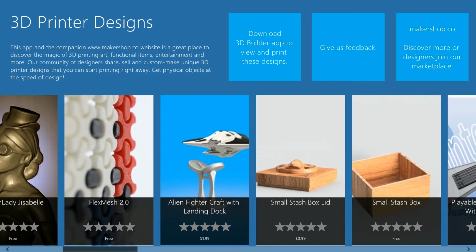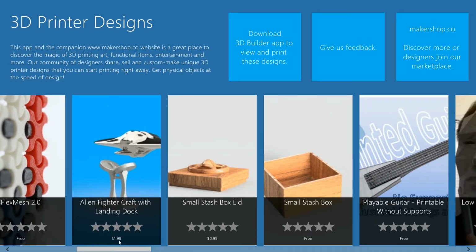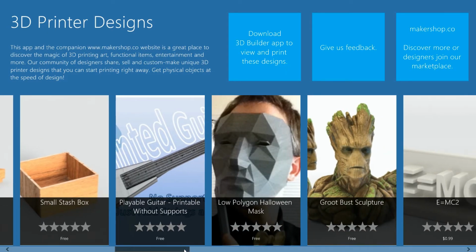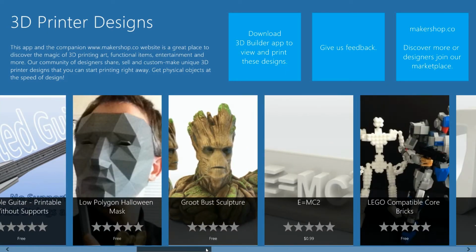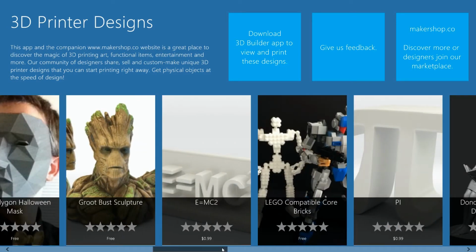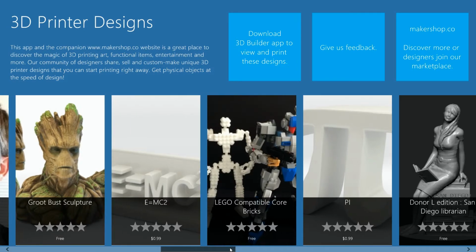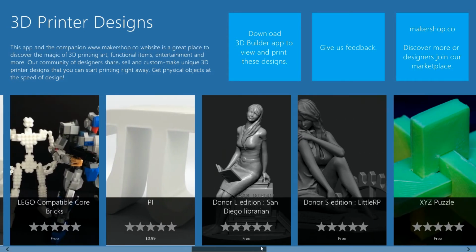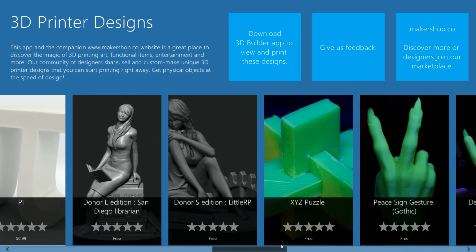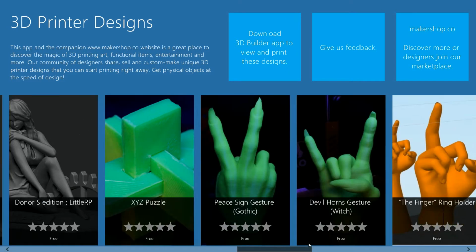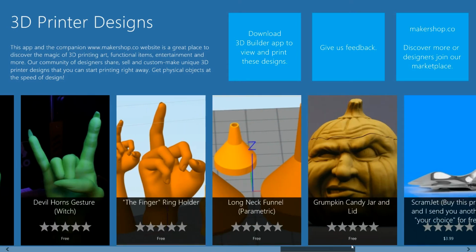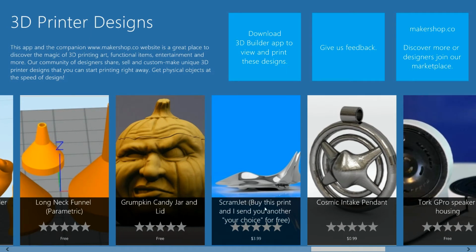But let's scroll through this a little bit. There's some cool stuff here: alien fighter craft, playable guitar without supports, different kinds of things here that you can look at. And they have ratings here and prices and all that. Low polygon Halloween mask, not so crazy. They even have a Groot from Guardians of the Galaxy sculpture. Lego compatible bricks and things like that. Some award things here, some statues. Looking at all that. All sorts of things. And they have different prices.